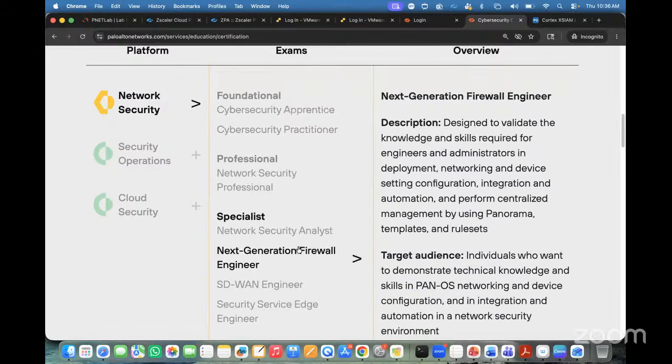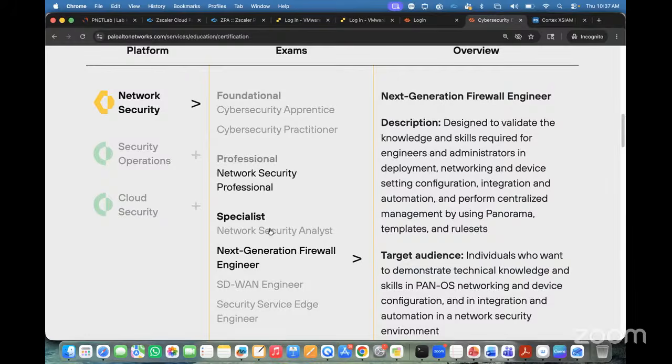So if you want to become certified as a Palo Alto firewall engineer, there is no PCNSA, there is no PCNSE. That has been completely gone from the market, and you just have to do the next generation firewall engineer course. And how can you book that? You just have to book from Pearson VUE. Pearson VUE is one of the portals where you can book the exam.